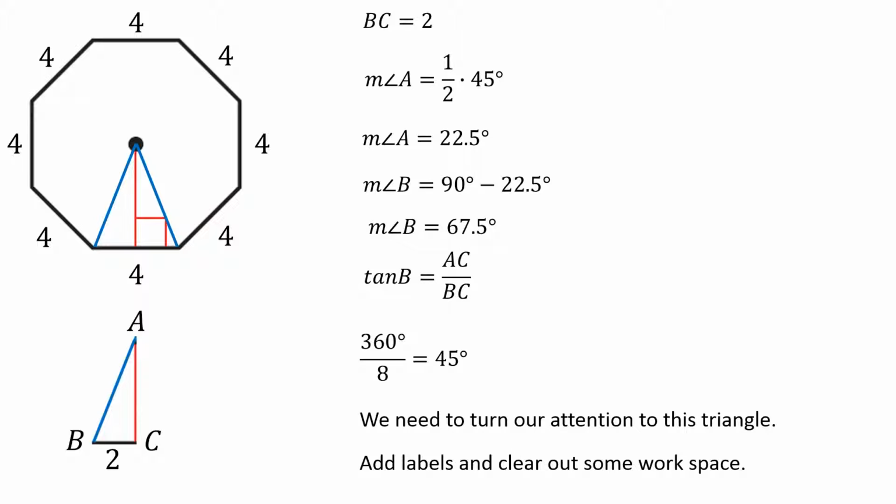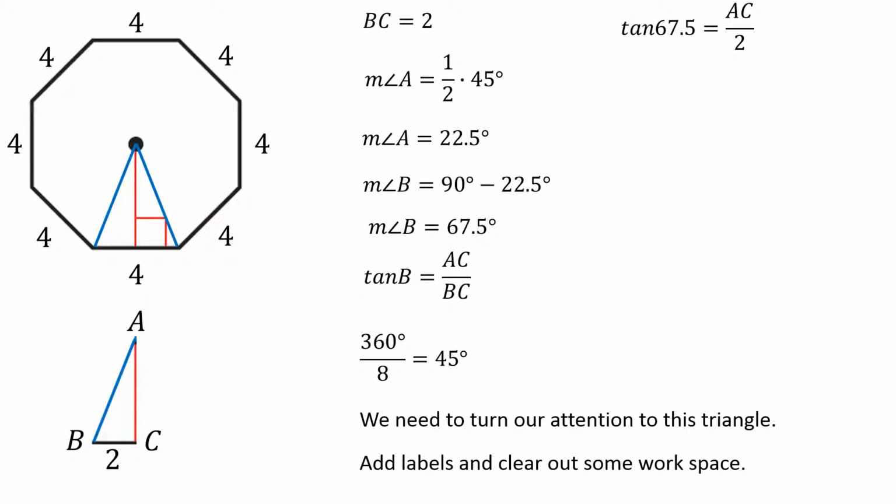Well, why was I hunting for the measure of angle B? I know the tangent of angle B would be opposite over adjacent. The opposite side is AC. The adjacent side is BC. AC, we don't know because that's the apothem. BC, though, is just 2. So the tangent of 67.5 is equal to AC divided by 2.